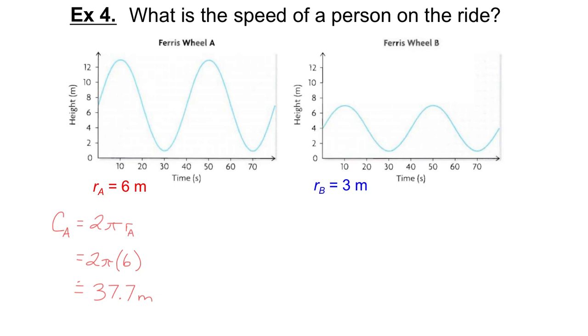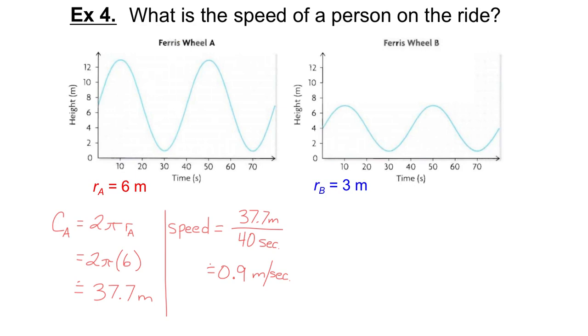How long does it take to do that? Well, that goes back to the period. The period is 40 seconds. So to find the speed, we take the distance traveled divided by how long it took to do that. 37.7 meters divided by 40 seconds is approximately 0.9 meters per second. That's the speed that you're traveling on Ferris wheel A.